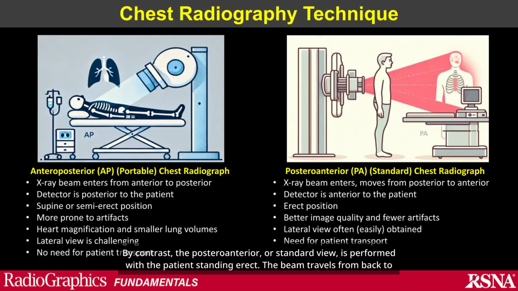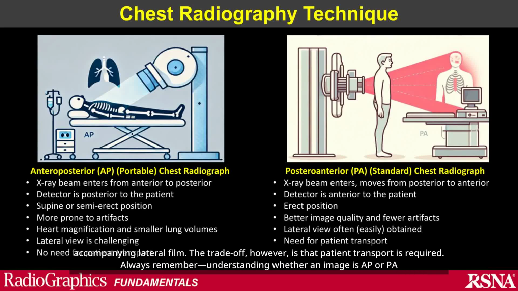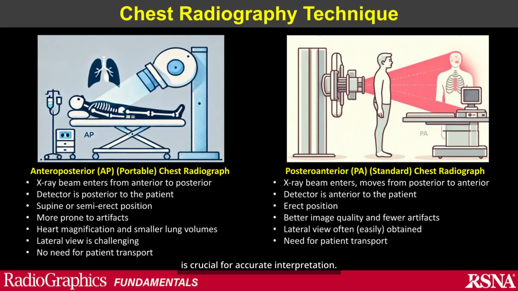By contrast, the posterior anterior, or standard view, is performed with the patient standing erect. The beam travels from back to front, with the detector in front of the chest. This produces superior image quality, fewer artifacts, and usually allows an accompanying lateral film. The trade-off, however, is that patient transport is required. Always remember, understanding whether an image is AP or PA is crucial for accurate interpretation.